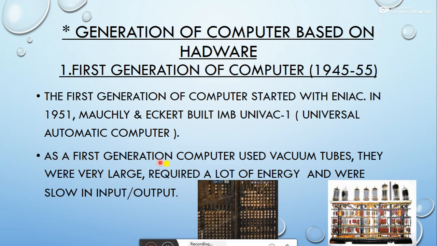First generation computers used vacuum tubes, they were very large, required a lot of energy and were slow in output and input. As I have discussed in the previous slide, because of vacuum tubes they have a very large size, require a lot of energy and are very slow in output and input.